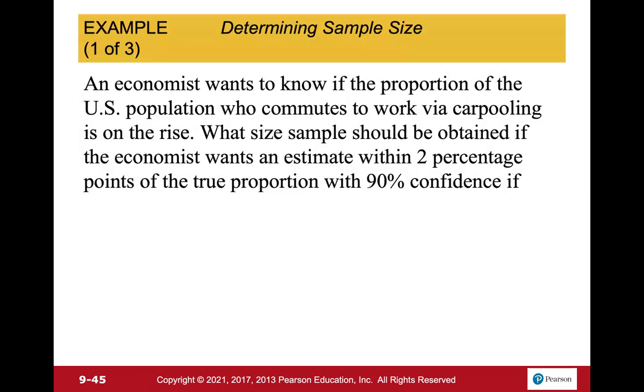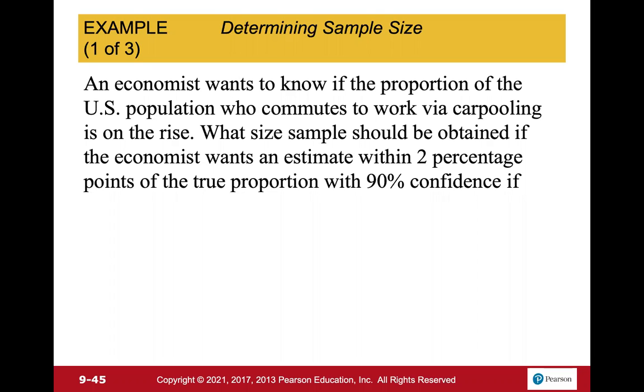All right, an economist wants to know if the proportion of the US population who commutes to work via carpooling is on the rise. What size sample should be obtained if the economist wants to estimate within 2 percentage points of the true proportion with 90% confidence?